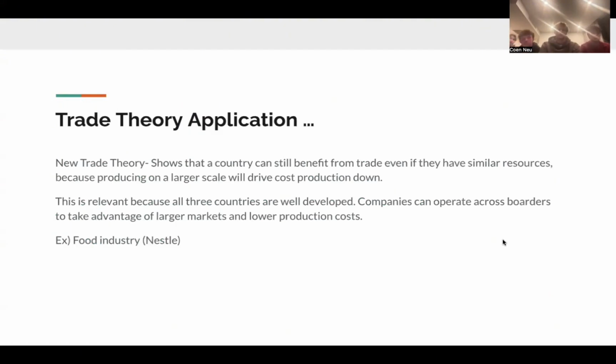Yeah, I'm going to be talking about new trade theory. This shows that a country can still benefit from trade even if they have similar resources, because producing on a larger scale will drive production costs down. This is relevant because all three countries are well developed. Companies can operate across borders to take advantage of larger markets and lower production costs using this trade theory. An example of this is Nestle. They often get their ingredients from America and Canada, and then they use Mexico to produce it because their labor costs are a lot cheaper.